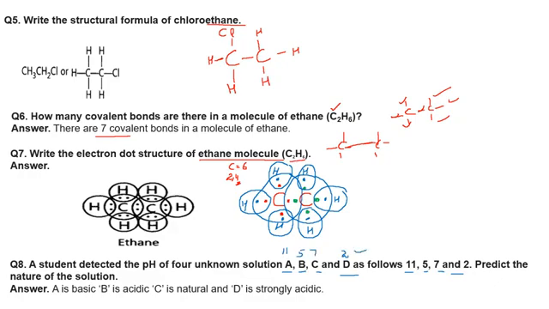So D will be the most acidic, and A will be the most alkaline, very basic in nature. B, being less than 7, is again acidic in nature. C will be neutral in nature. Now you have to search which color a neutral substance shows in the pH scale.